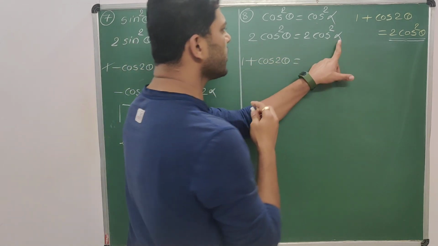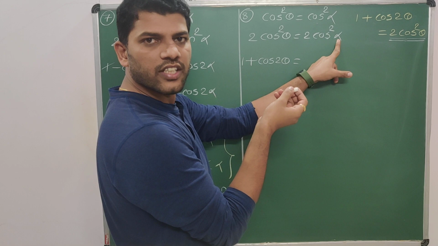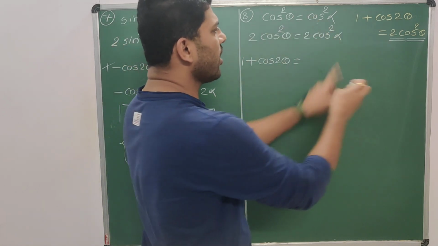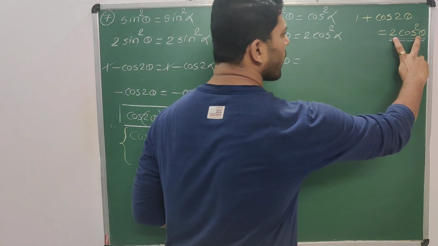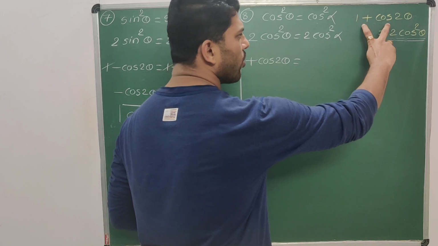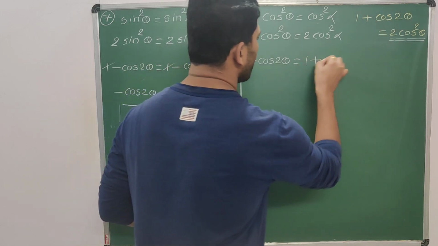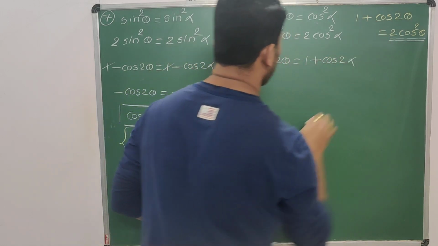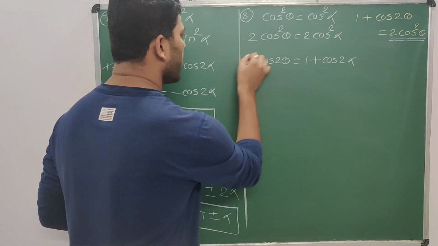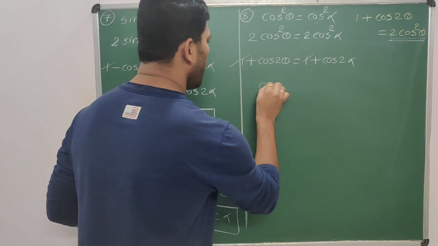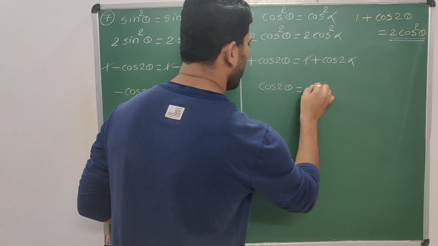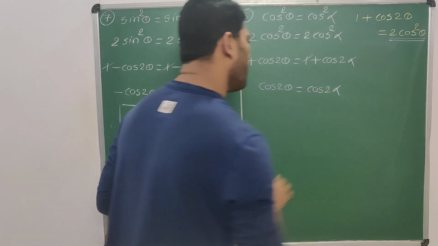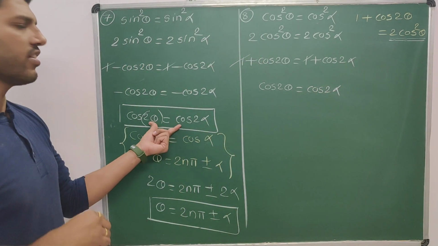Similarly on RHS there is only symbolic change. Instead of theta there is alpha. So 2 cos square alpha is 1 plus cos 2 alpha. So it's 1 plus cos 2 alpha. Now this 1 and 1 cancel, right? So what is left? Cos 2 theta equal to cos 2 alpha, which is almost like this structure.